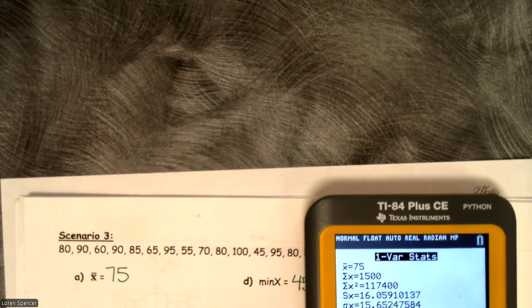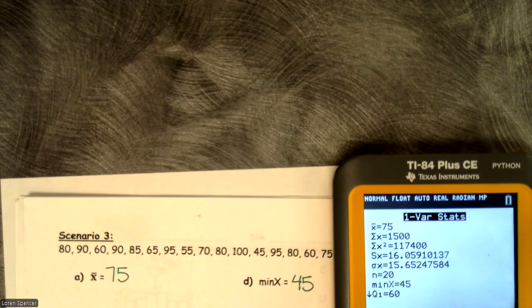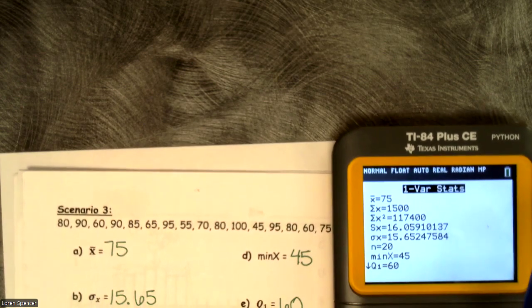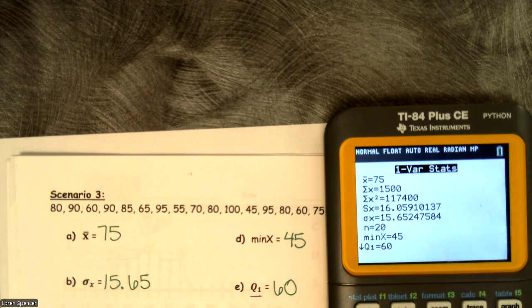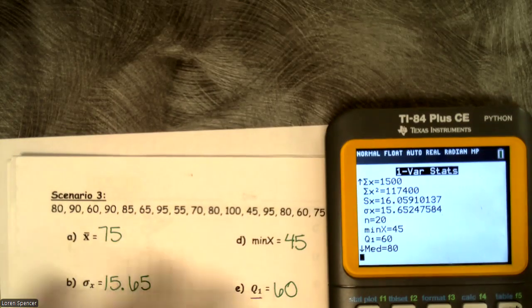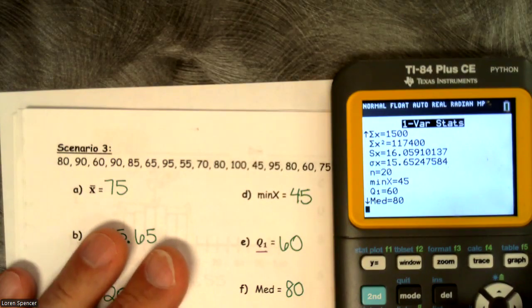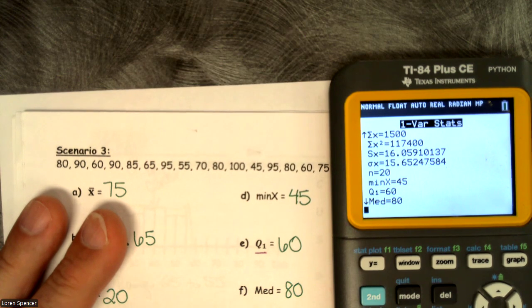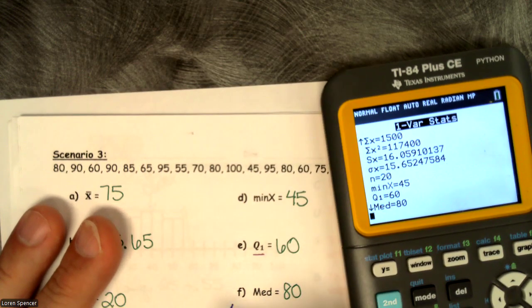The next thing it asks for is the minimum value. Well, I see the minimum value is 45, and I see Q1 is 60. I down arrow once, and 50% of the data is less than 80, and 50% of the data is larger than 80. So that's my median. Remember MED, and I'm just going to remind you, write it down so that you don't forget, this is the median.